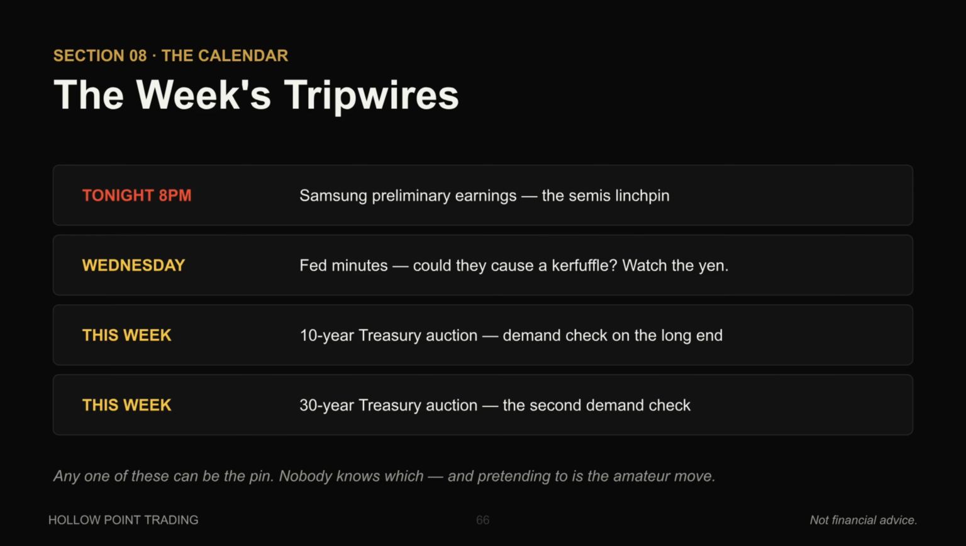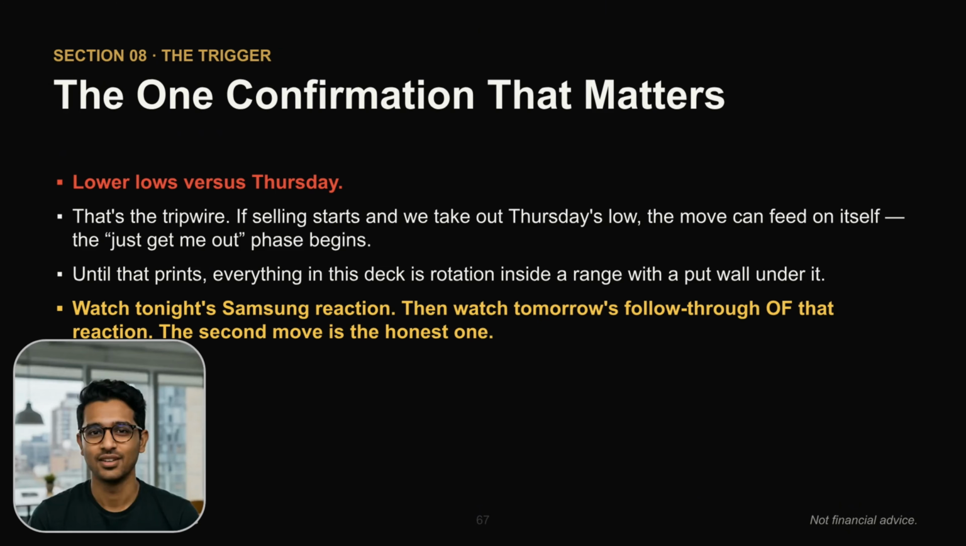Beyond Samsung tonight, we have Fed minutes on Wednesday and Treasury auctions for the 10-year and 30-year notes. Any one of these events could act as a catalyst, and assuming one's ability to predict the outcome is an amateur mistake. The most important confirmation to watch is the lower low relative to Thursday. If that level breaks, we could enter the get-me-out phase. Until that occurs, we remain within a range supported by a put wall, so keep a close eye on the reaction to the Samsung news.